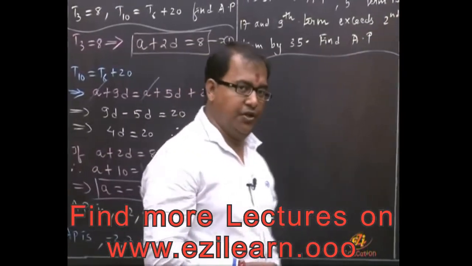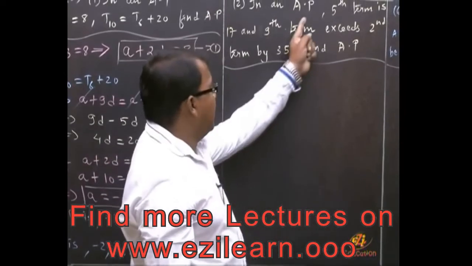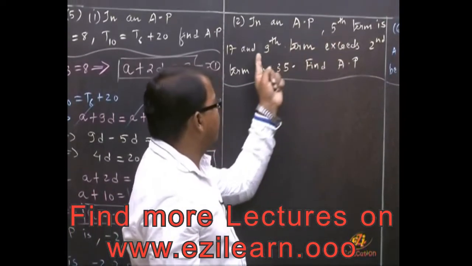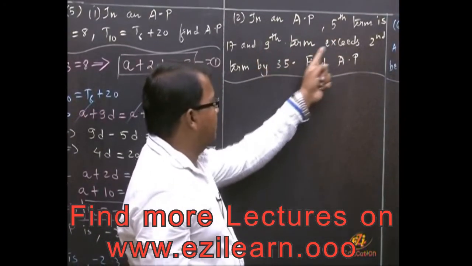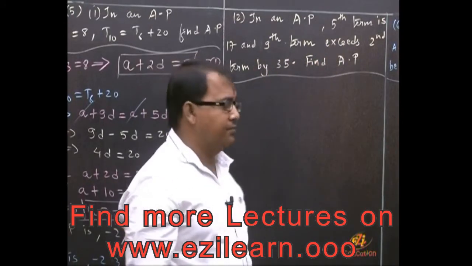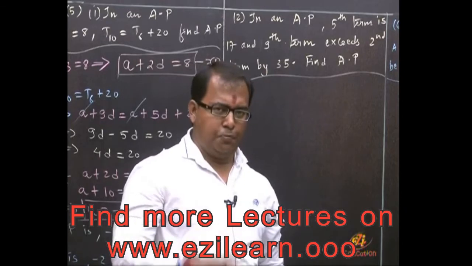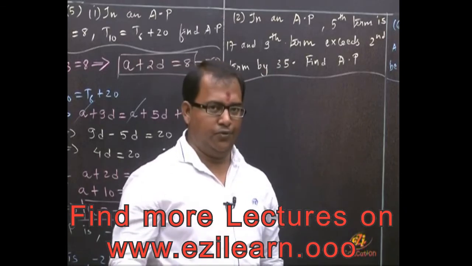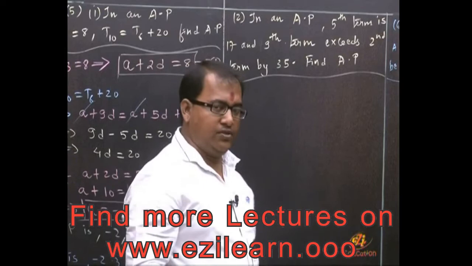Second sub question, here it is. In an AP, the 5th term is 17 and 9th term exceeds the second term by 35. Find AP. A bit of hodgepodge type of situation, right? You are not able to understand anything. We will read it once again.